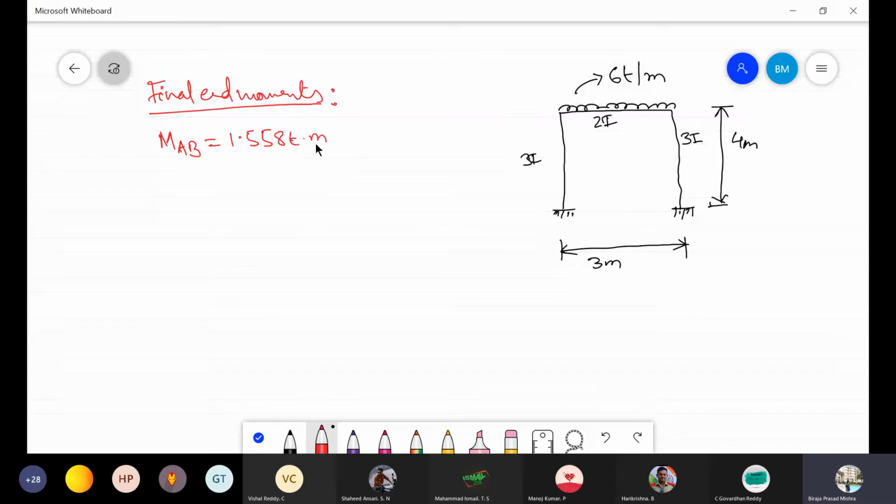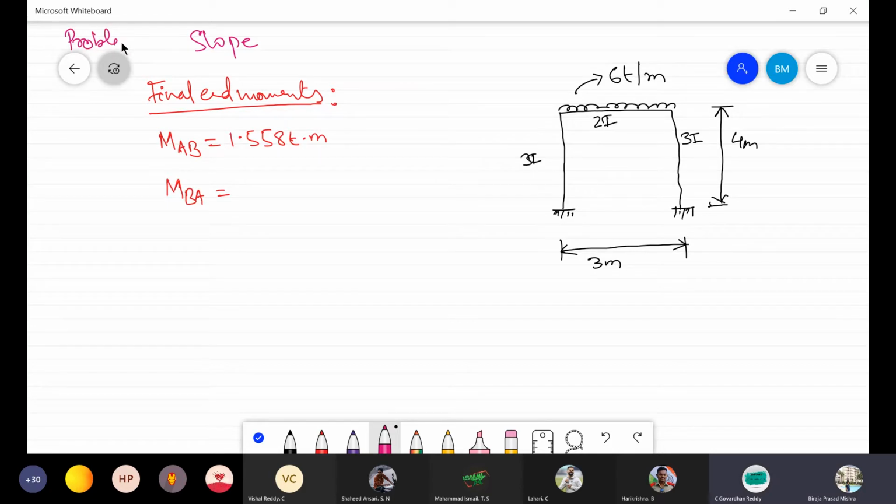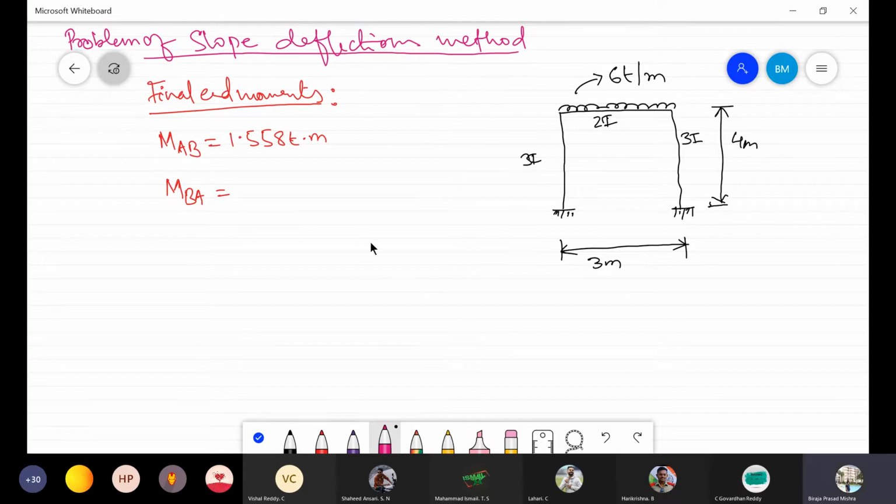1.558 ton meters. Please someone verify this one. We have done this problem. MBA equals, this is using the slope deflection method. Problem of slope deflection method. Yes, sir. Correct, sir. Okay. MBA is 3.116 ton meters.